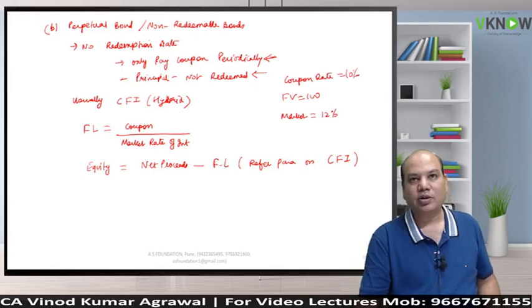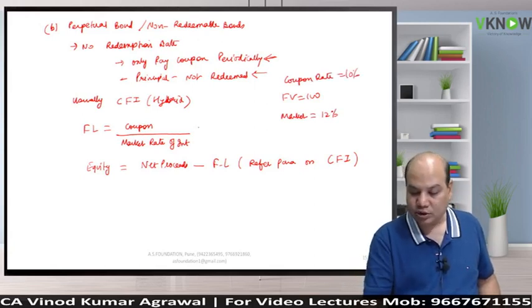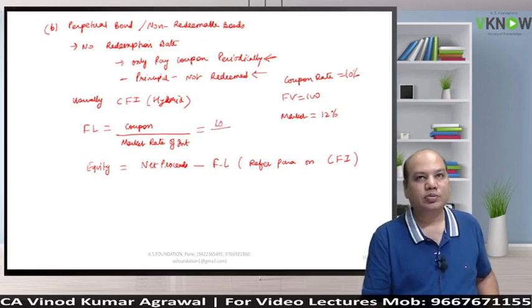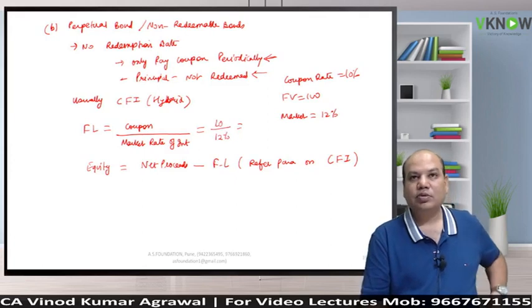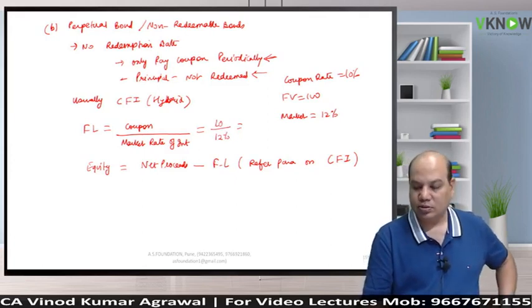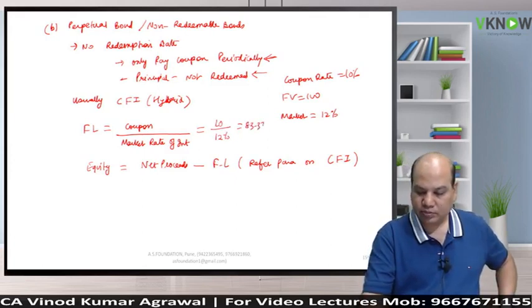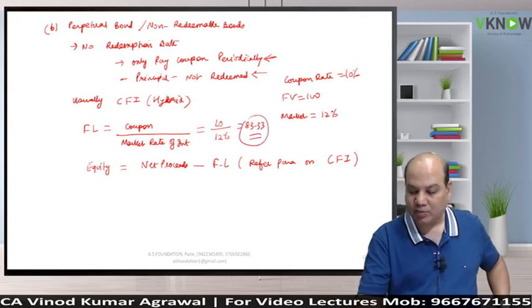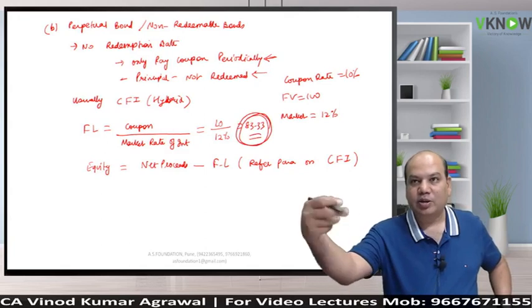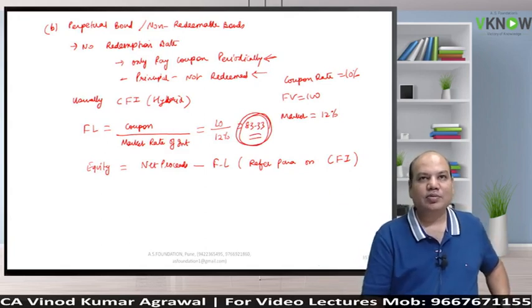Coupon rate is 10%. So how do you get this part? This part you have 10 rupees as your annual coupon, divided by the market rate of 12%. 10 by 12% is how much? 83.33. This will be treated as a financial liability, because what you are paying back, what you are redeeming, the interest, has a fair value of 83.33.